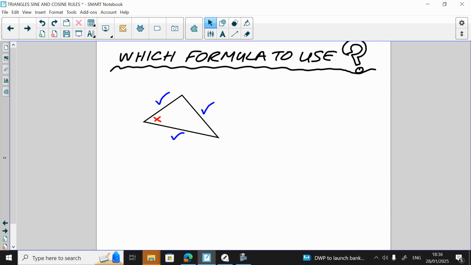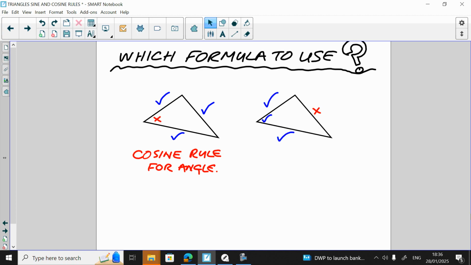So here, 1, 2, 3, I've got 3 sides which I actually know the values of, and a little cross here means I'm looking for something which looks like an angle. But the important thing is here, I have got 3 sides. Whenever you've got 3 sides, that means it's a cosine rule. And why is it for angle? Because I don't know what the angle is.